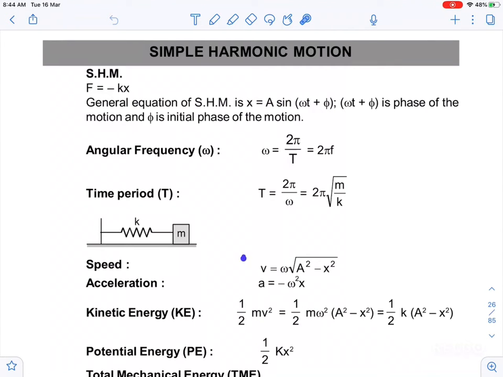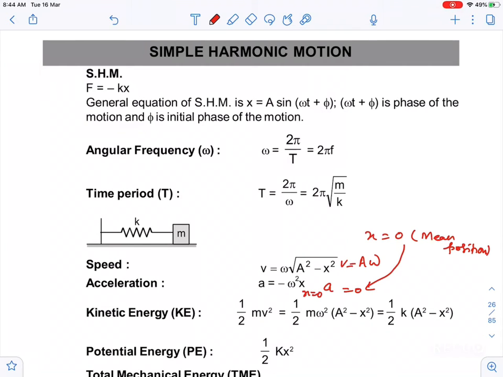So I have summarized all these things under a simple formula. Velocity can be written as omega under root a square minus x square. At x is equal to 0, that is the mean position, velocity is maximum, guys. At the mean position velocity is maximum, which is a omega. So maximum velocity is a omega, and if you differentiate again, you will get minus omega square into x. At the mean position acceleration is equal to 0 because x is equal to 0.